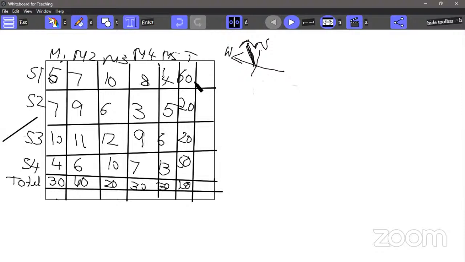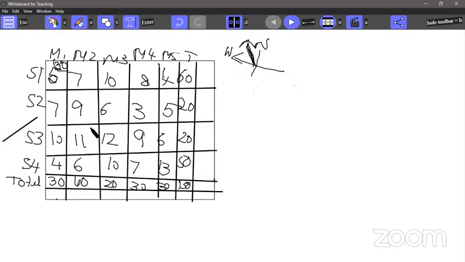How much is S1 producing? 60 units. But is M1 demanding 60 units? No, it is only 30. So whichever is less, you have to allot here. 30 means from S1 factory to M1 warehouse, we are transporting 30 units. Is that clear?